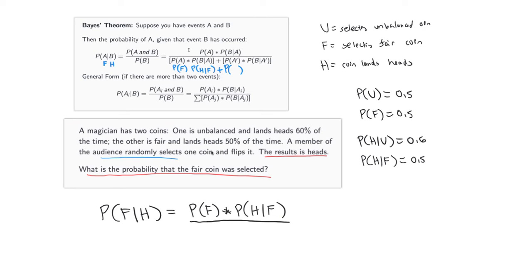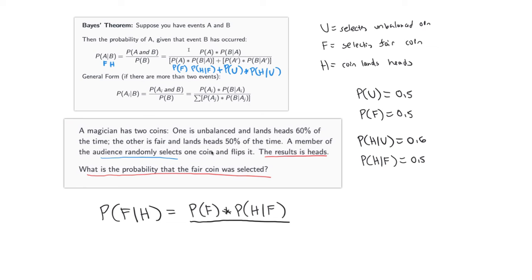Now, what is F? F is the act of selecting a fair coin. So if we're talking about not F, we're talking about U. We're talking about selecting the unfair coin. So instead of using that little dumb prime symbol, I'm going to write U right here because that's what it means. Probability of not picking the fair coin times the probability of H given not picking the fair coin, picking the unfair coin, okay?